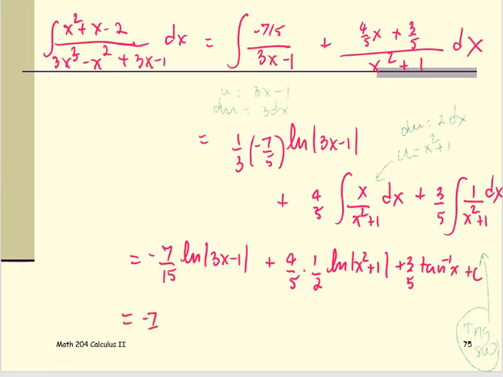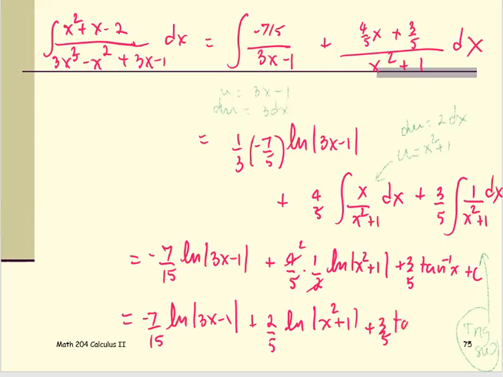Clean up one more time. We have the solution as negative 7 over 15, natural log absolute value 3x minus 1, plus 2 over 5 (4 over 10 reduced), natural log absolute value x squared plus 1, and then plus 3 over 5, the inverse tangent of x, plus C.